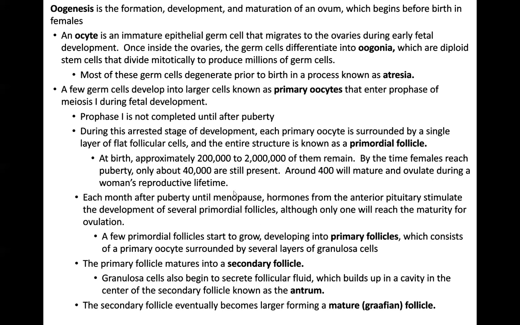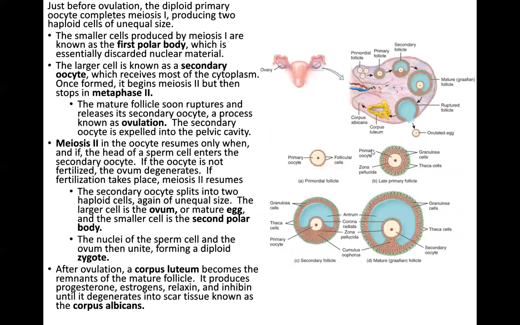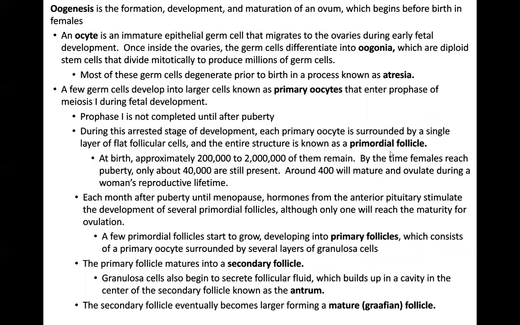So each month after puberty until menopause, hormones from the anterior pituitary stimulate the development of several primordial follicles, although only one of those will reach maturity for ovulation. A few of them will start to grow, developing into primary follicles, which consist of that primary oocyte surrounded by more layers of granulosa cells. We can see that here in letter B, as well as up here. So we still have our same egg cell on the inside, that primary oocyte. Okay. And we see several more layers of cells surrounding it.